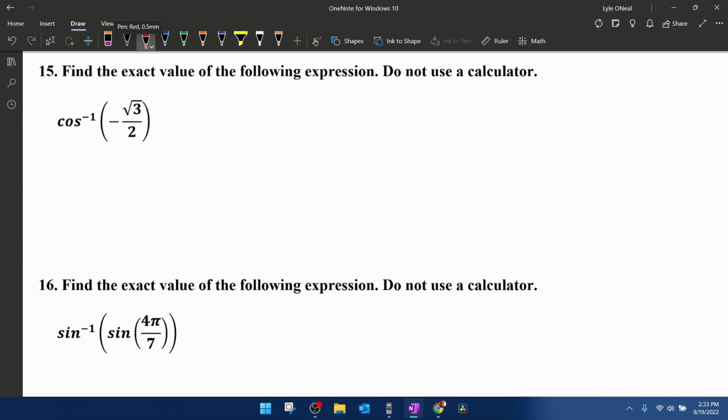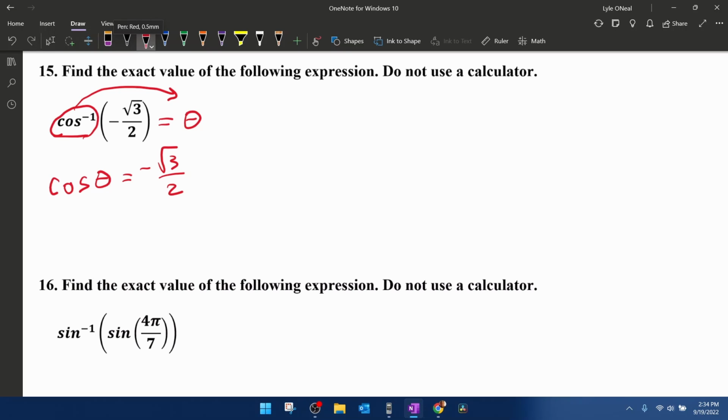Next, number 15, find the exact value of the following expression. Notice it says do not use a calculator. What we know about inverse trig functions is that they always produce an angle. Inverse trig functions equal to an angle. And then if I bring the inverse trig function to the other side, it's going to turn it back into regular cosine. So you see, if I bring it over, it makes it just cosine again. That'll be cosine of theta is negative square root of 3 over 2.